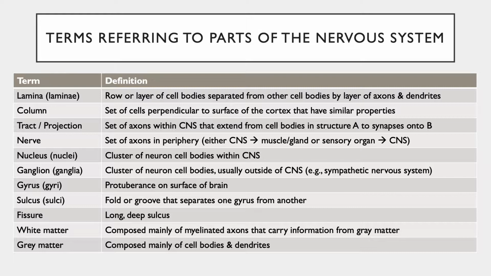Now that we've covered anatomical terms referring to directions and planes of the brain, as well as parts of the nervous system, you're ready to move on to our next lecture presentation, which will cover the topic of the anatomy of the central nervous system.